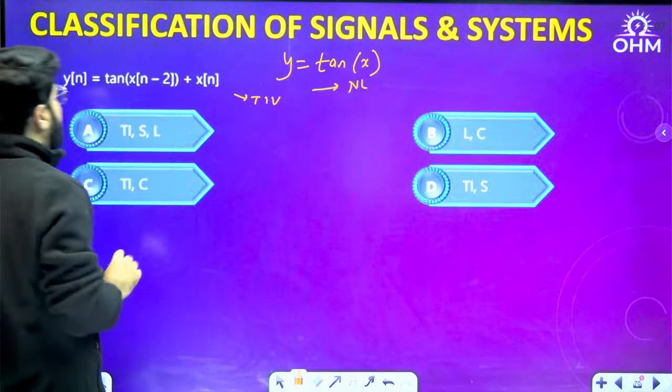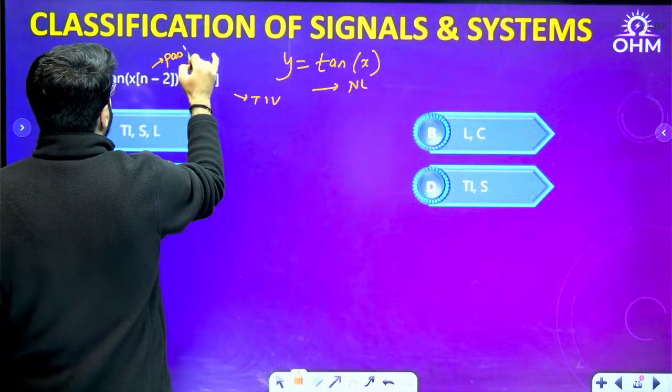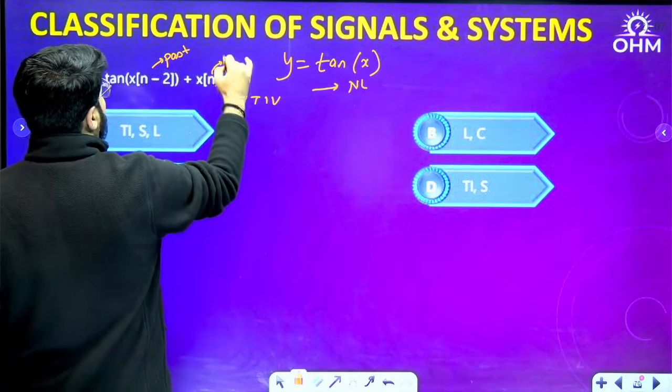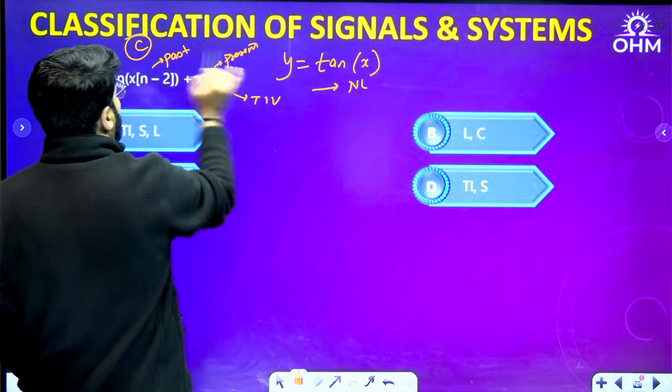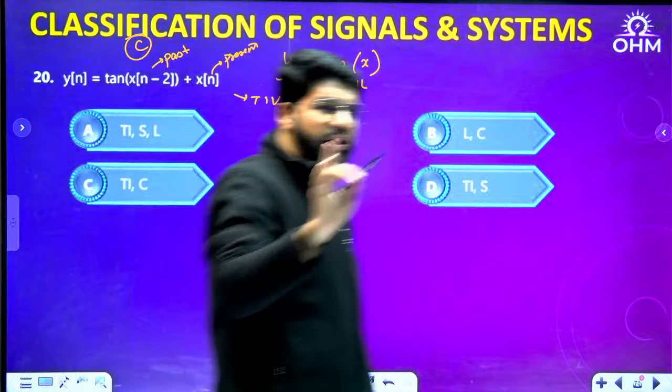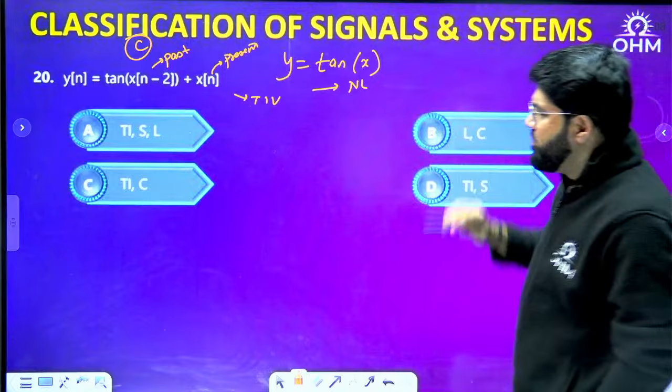To calculate output at n, you require input at n which is present. Only present and past, so it is causal also. Only present or past, no future required. It is causal, non-linear and time invariant as of now.